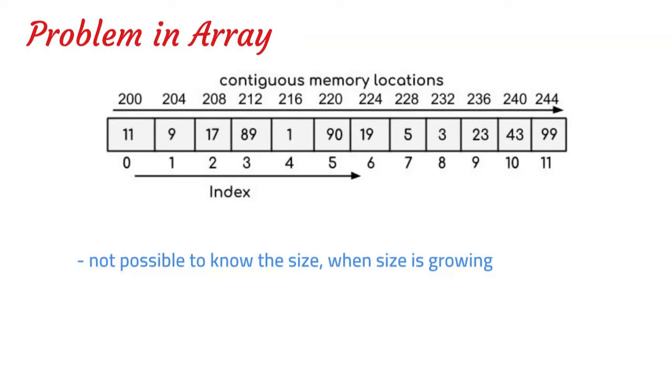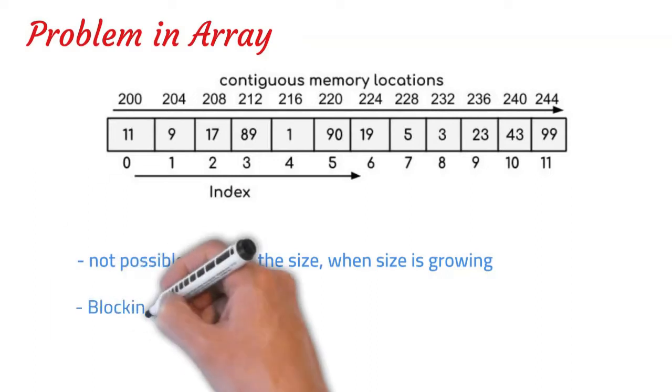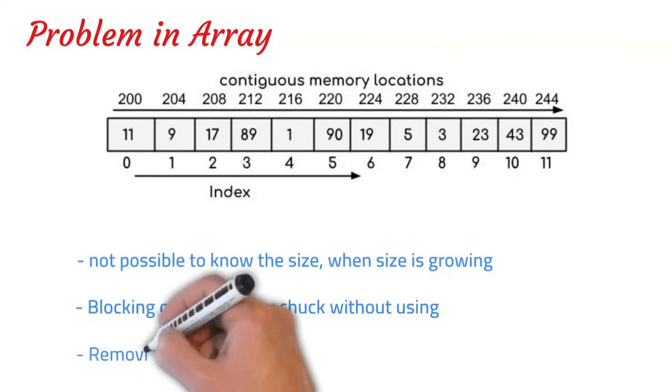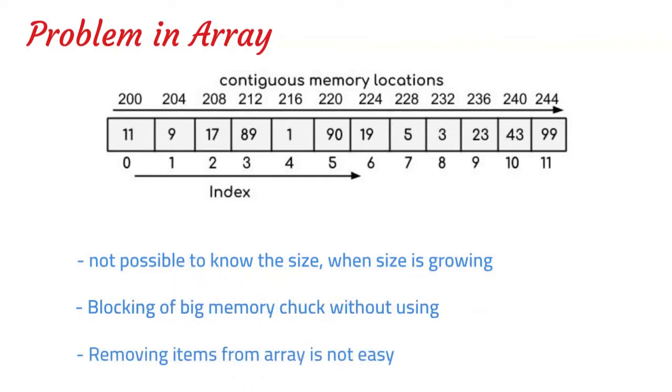Let us think a bit. We can definitely achieve this by blocking some huge memory upfront. But blocking a big memory chunk without using is poor use of resource. Also, another important usage of removing item from a collection is not so easy with an array implementation.